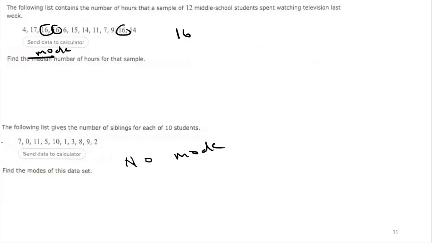Now sometimes you can have more than one mode. So if we go back to the previous problem here, if 14 was listed again, then it would also be marked three times. So 16 and 14 would be the modes. So again, you can have no mode, you can have one mode, you can have more than one mode. Just be aware of that.